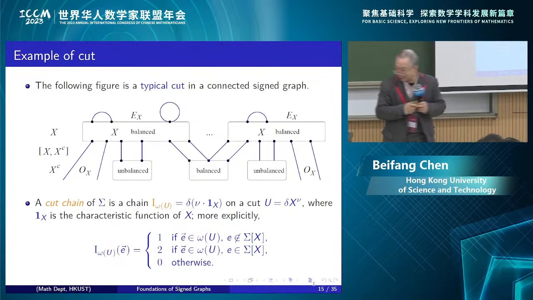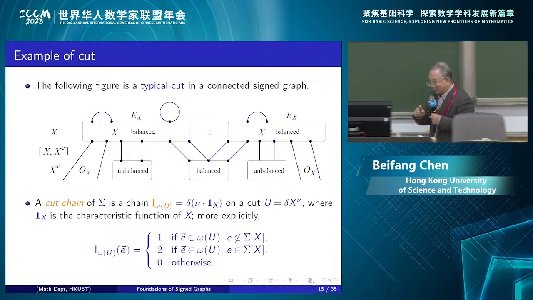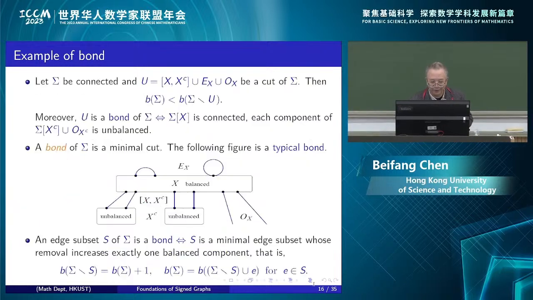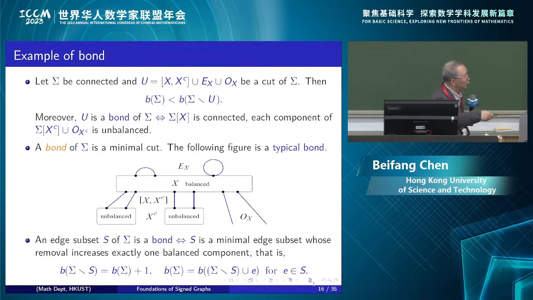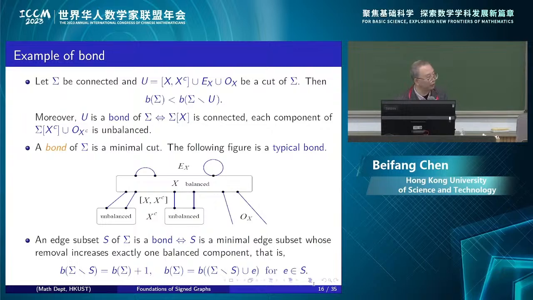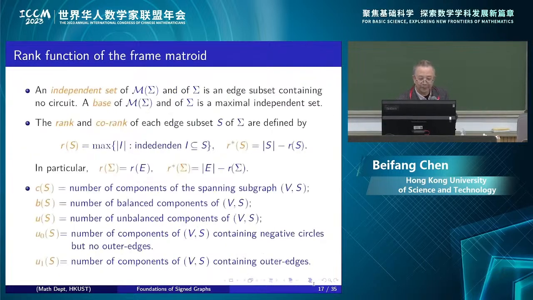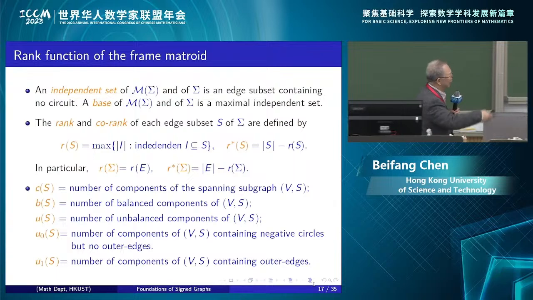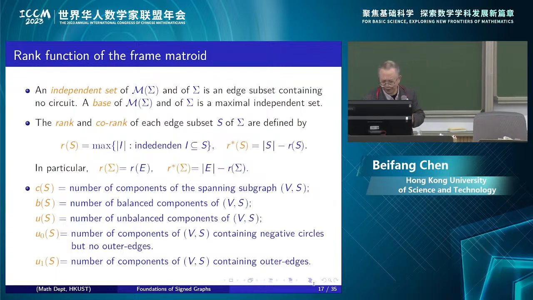Okay, and to save time, to get to more interesting things later, the bound is like this one, just one piece like that. There are some characterizations for bound, and for the matrix we have the rank function, and many things. I think it's better to skip this one.